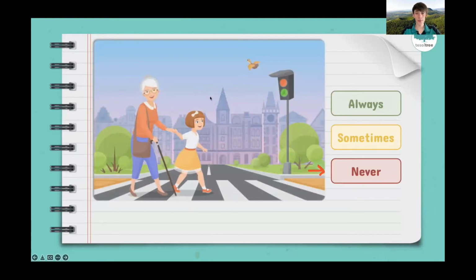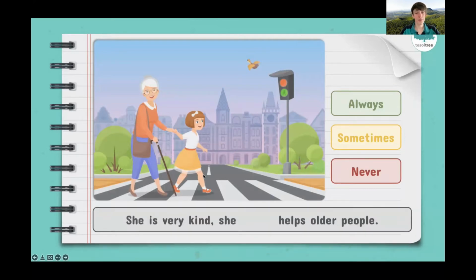Let's look at this picture. Is this a boy or a girl? A girl. And she is with a young or an old person? An old person. So what is she doing? Is she helping the old person? Yes, she is helping the old person cross the road. Is that nice or not nice? That's very nice. So we can say, she is very kind. She helps older people.